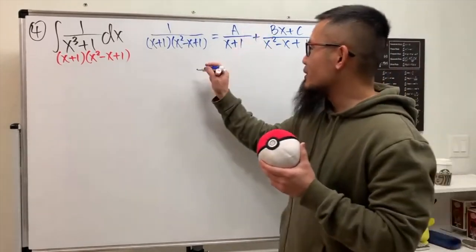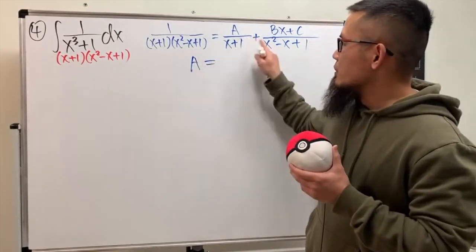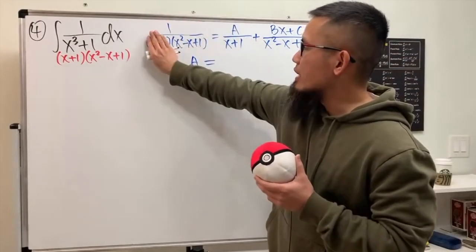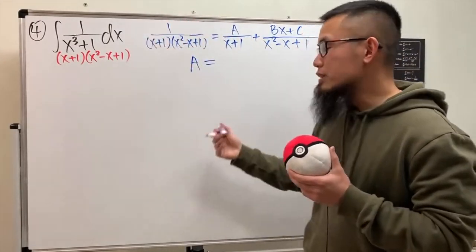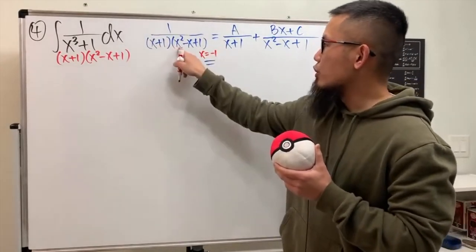Anyway, let's go ahead and find out what A is. So to find out A, you see, we have x plus 1. We go back to the original, and then we cover the same denominator, and we just have to make sure that x becomes negative 1.